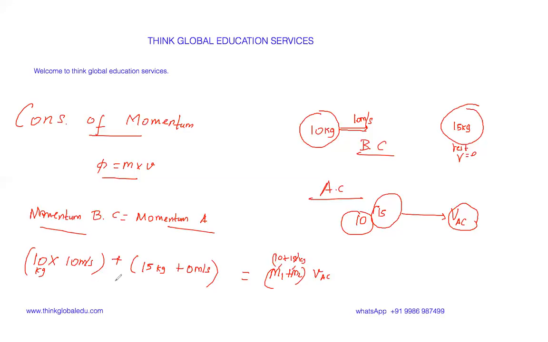So from the left hand side, 10 times 10 is 100 kilogram meter per second. Now here 15 times 0 is 0. So plus 0, which is equal to m1 plus m2, 10 plus 15 is 25, times the velocity of the objects after collision. If you want the velocity of the objects, we divide by 25. And what will we get? We will get the velocity of the objects equal to 4 meters per second.